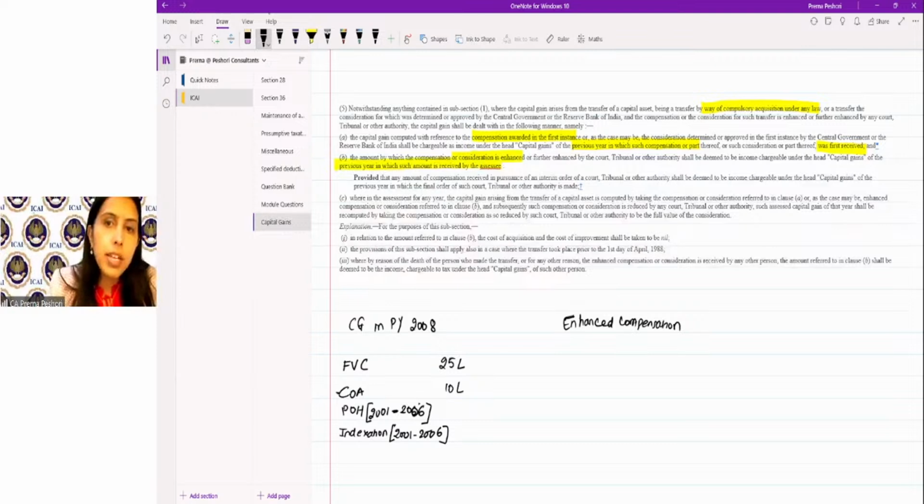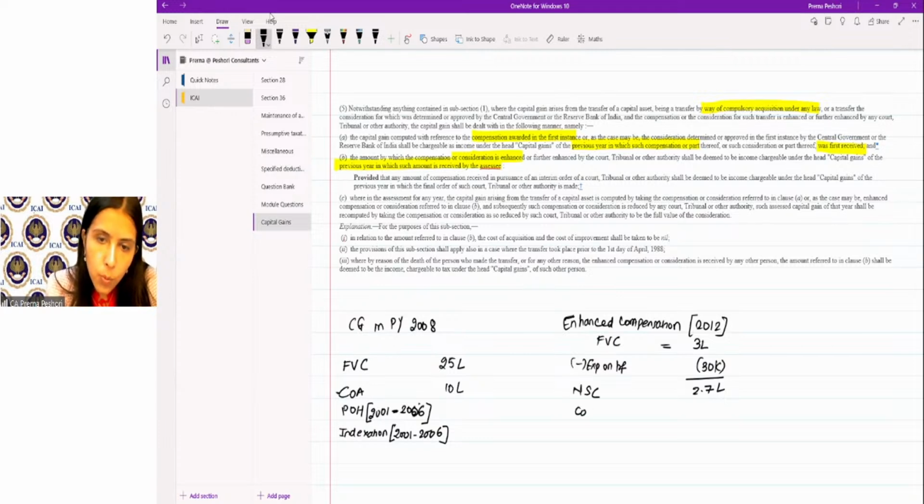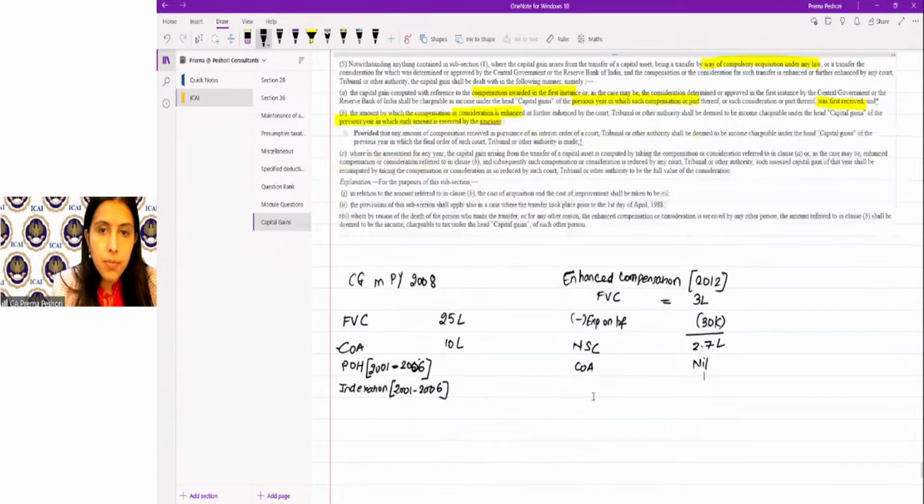So, enhanced compensation in the year 2012. My full value of consideration will be 3 lakhs less expense on transfer, my legal fee 30,000. So net sale consideration 2.5 lakh. Cost of acquisition will be nil. Right? Cost of acquisition will be nil.